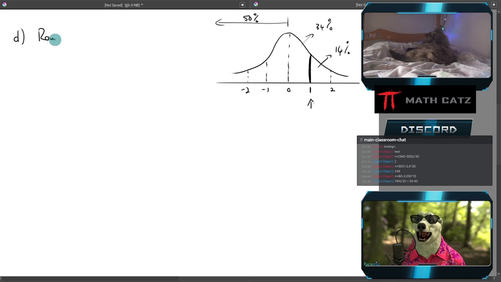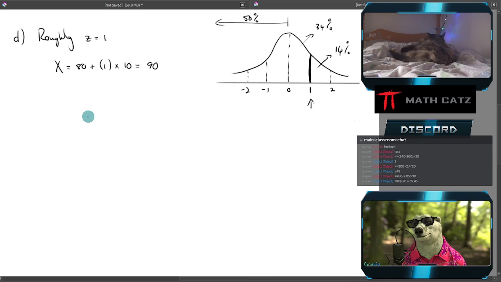So roughly, that will have a cutoff z-score of 1. Then the corresponding raw score will be 80 plus that 1 times 10. Clearly that is 90. Which makes sense. It sits above the mean of 80 by 1 standard deviation step.